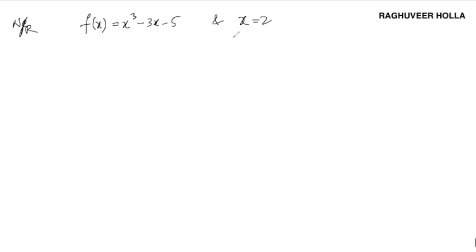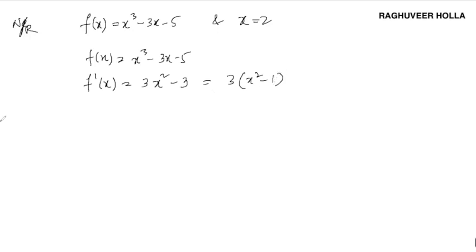your x naught, the first root which is given to you. Keeping this in mind, f of x is equal to x cubed minus 3x minus 5. Here you have to differentiate this and find f dash of x, which is 3x square minus 3, or we can write this as 3 multiplied by x square minus 1.